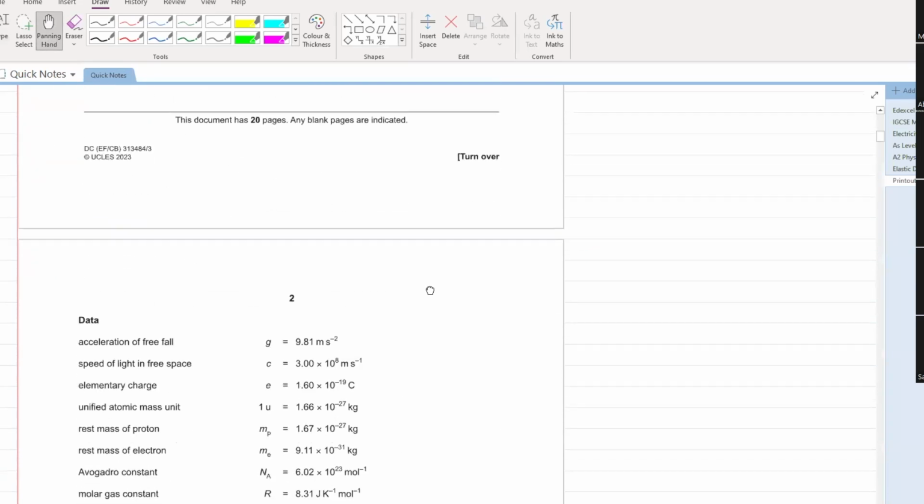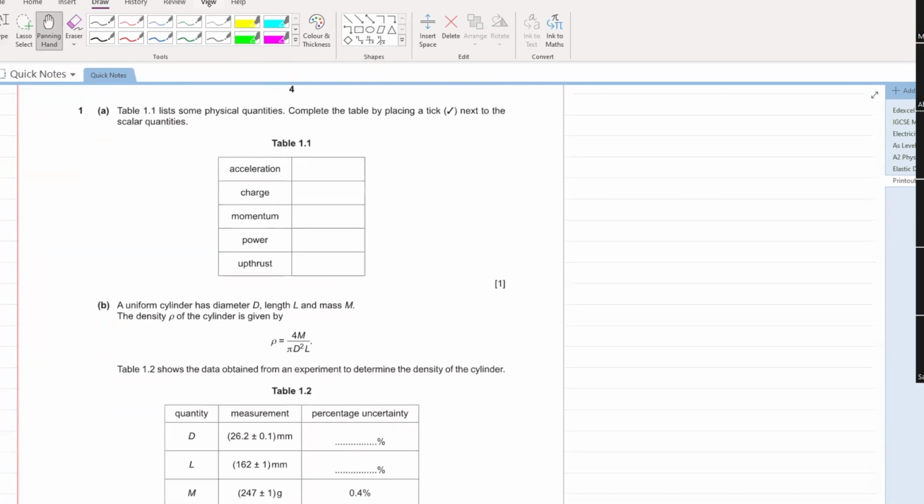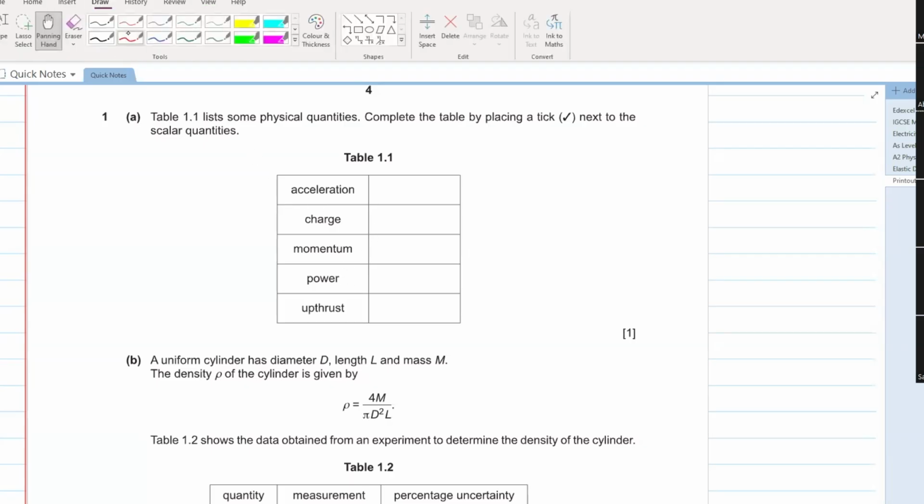Let's start this paper. Bismillahirrahmanirrahim. Let's see this. Table 1.1 shows some physical quantities. Complete the table by placing a tick next to the scalar quantities. We have to place a tick next to the scalar quantity.